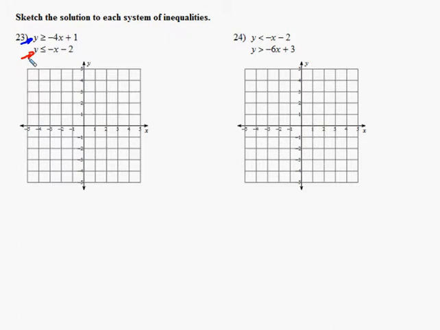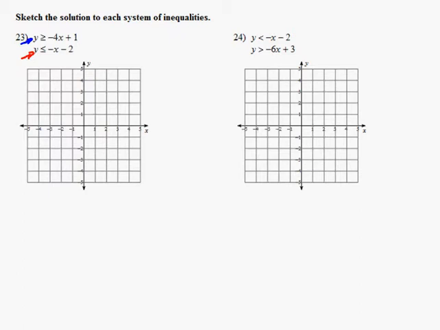The solution will be where the two graphs overlap. So remember, we're going to be shading here, and so our overlapped shading is going to be our solution. And all those points in the shading will make both of these inequalities true. That's what you're doing. You're finding all the points that make both of the inequalities true. So let's go ahead and start.